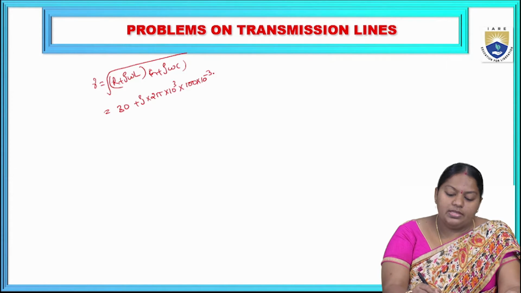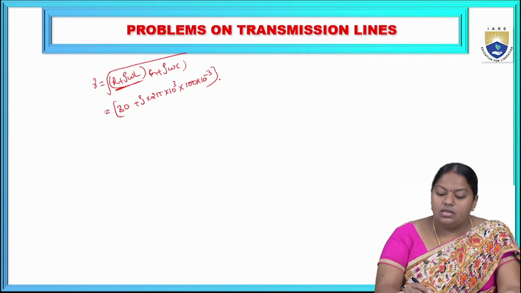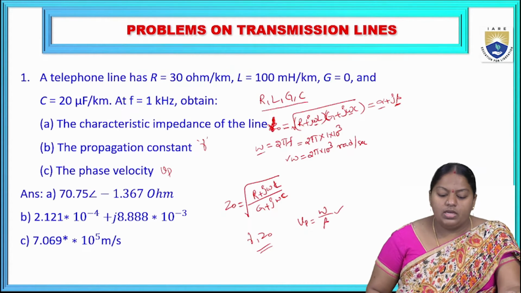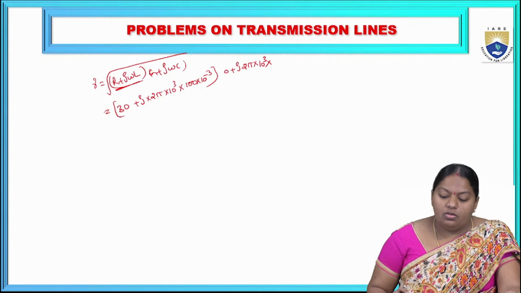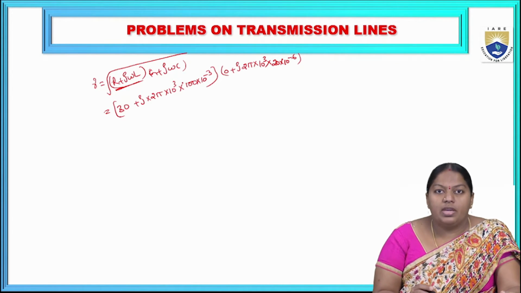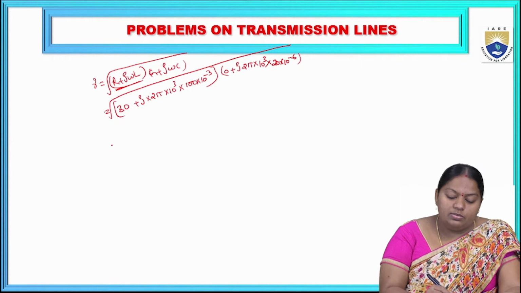100 into 10 power minus 3, this is the total value which is to be taken for R plus j omega L. Into G plus j omega C. The G value is given as 0, then 0 plus j into omega, meaning 2 pi into 10 cube, into the C value, which is 20 microfarad per kilometer. 20 micro means 10 power minus 6 per kilometer is given, then this is the value for G plus j omega C. Then root over this total thing is to be substituted.